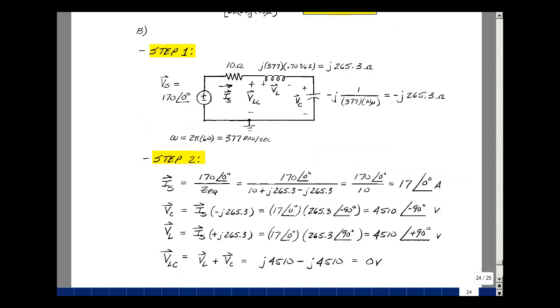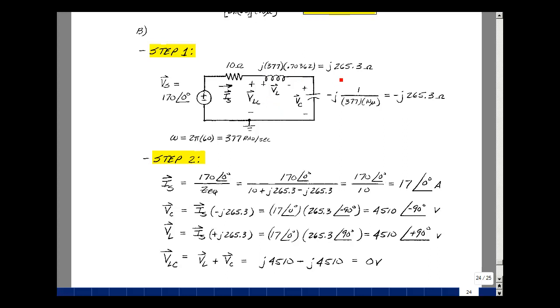Let's use our three-step algorithm to find the current and the voltages in the time domain. Step 1 is to convert our circuit to the frequency domain. Our frequency is 2 pi 60, which is 377 radians per second. Our voltage source is 170 at angle 0. The resistor is still a 10 ohm resistor. The inductance is j omega L.